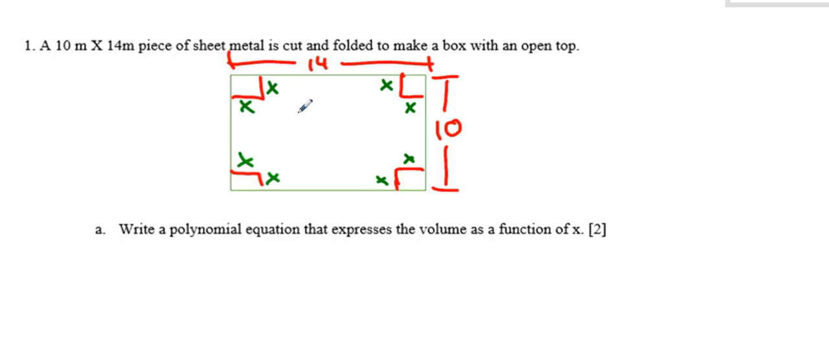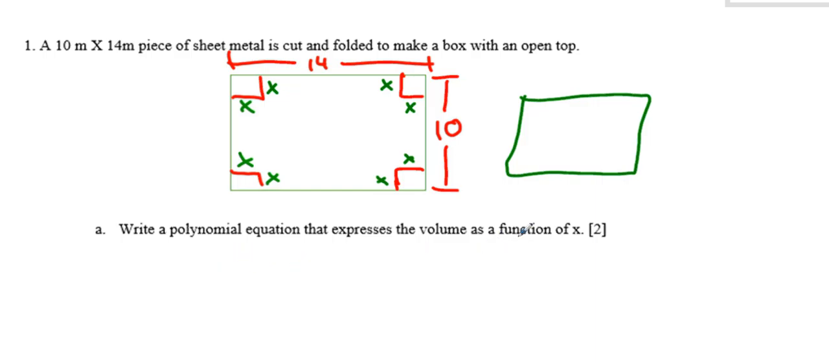So once you do that, you get this new smaller box, and it also has a height to it. The height of that box would be X, because that's how much we're going to fold up. Once we cut off the X, that's how much we fold up is X.